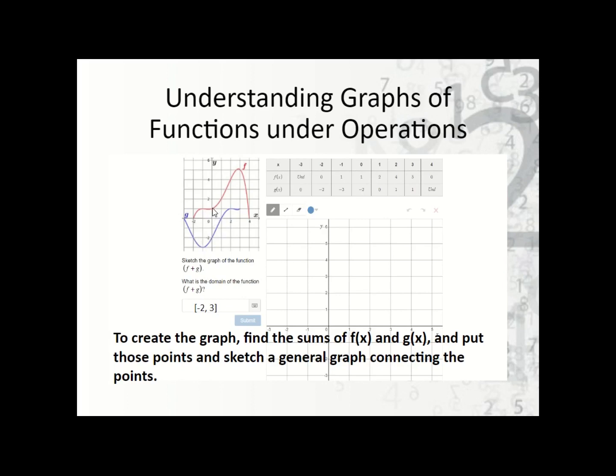If we look at a point like 0, at 0, f was at 1 and g was at negative 2. So 1 plus negative 2 is negative 1, so it should be here. So we just plot those points as we go and figure out what the graph looks like.